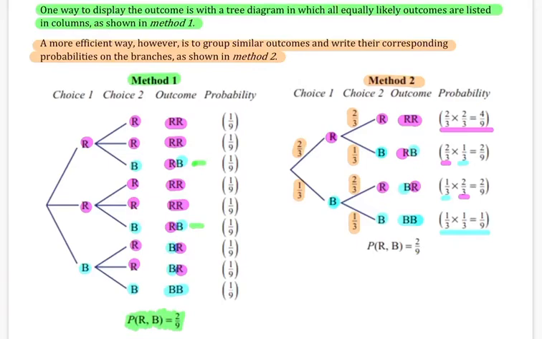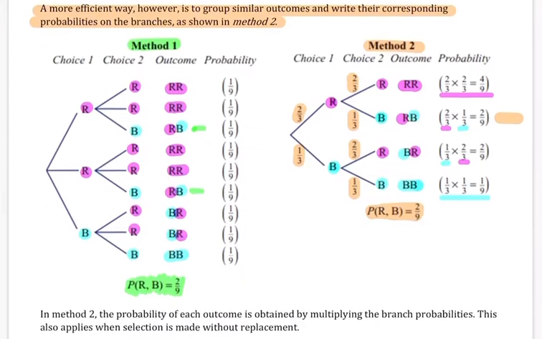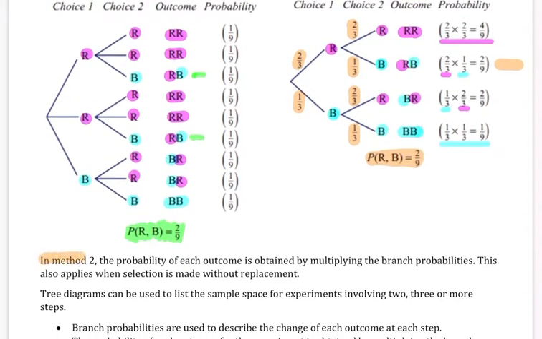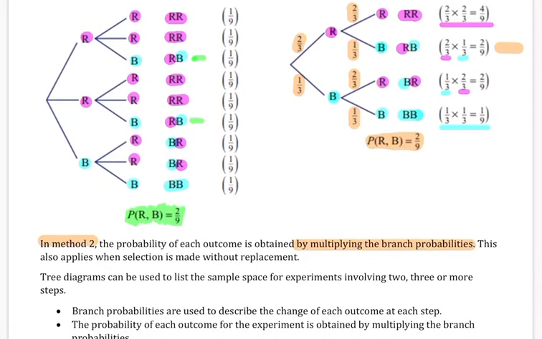And our probability of red then blue is 2/9, which stays the same, but we find it from this simple bit here. So doing it through method 2 just makes it a lot simpler and a lot easier, especially when our tree diagrams get more crazy. So in method 2, the probability of each outcome is obtained by multiplying the branch probabilities. This also applies when selection is made without replacement.